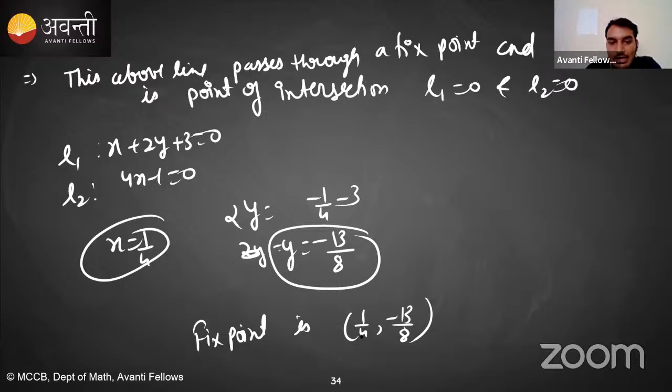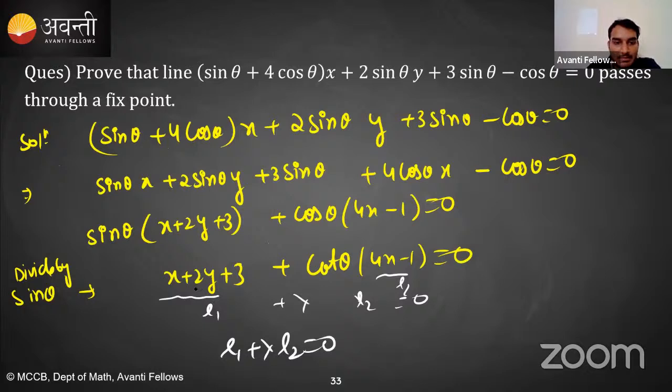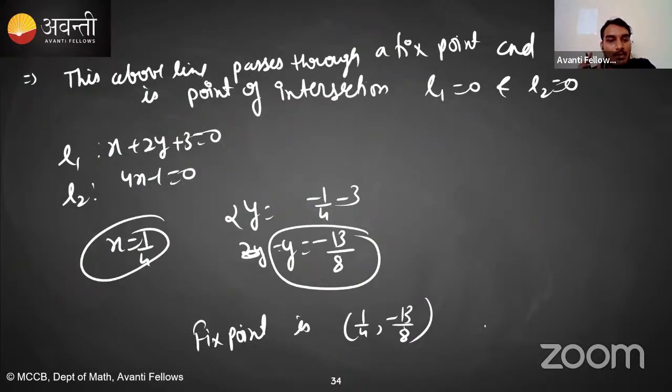देखो अगर now if you put 1/4 comma minus 13/8 in this equation, this will be 0 and this will be 0. So it does not matter what is the value of theta. This is the equation of line, and this line is always passing through the point 1/4 comma minus 13/8, no matter what theta is. Is this clear?